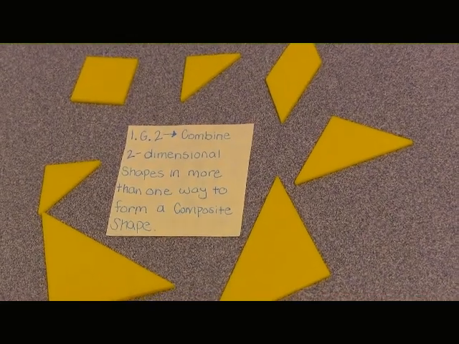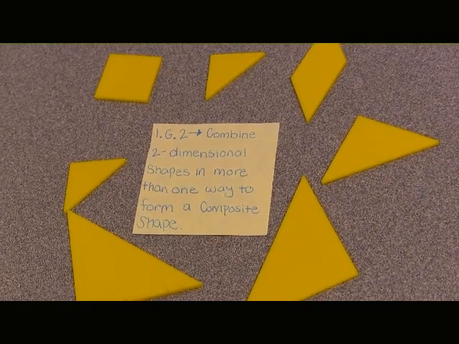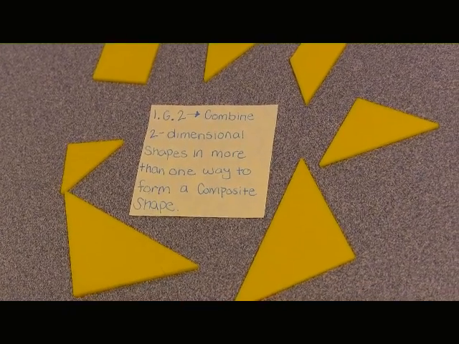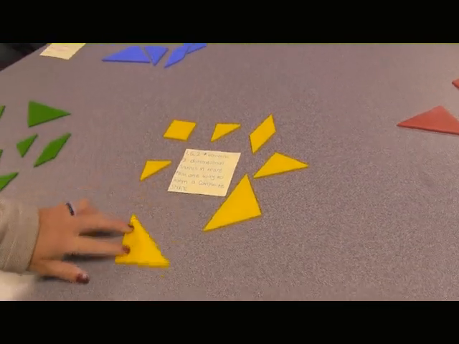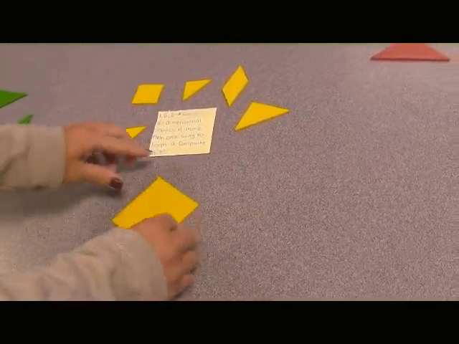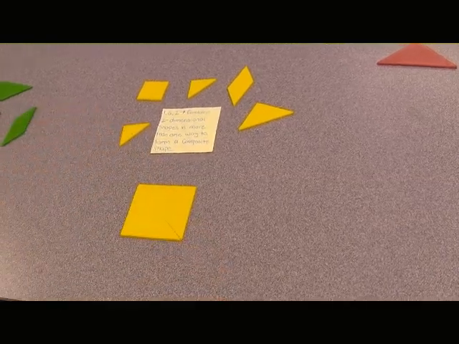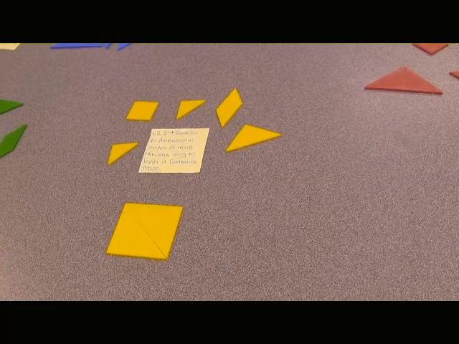This is a first grade standard, 1.G.2. Combine 2-dimensional shapes in more than one way to form a composite shape. Okay, so we could take 2 right triangles and combine them to make a square. Now we can take all of the tangrams and make bigger shapes.